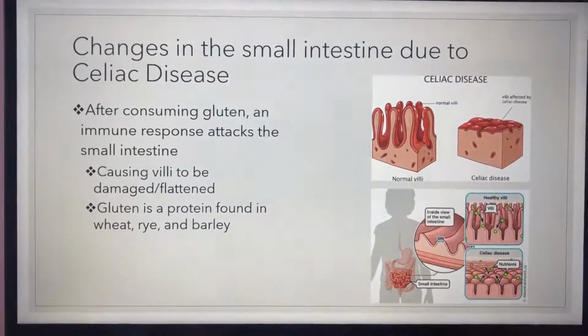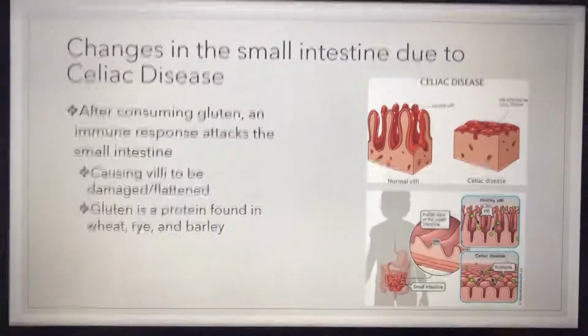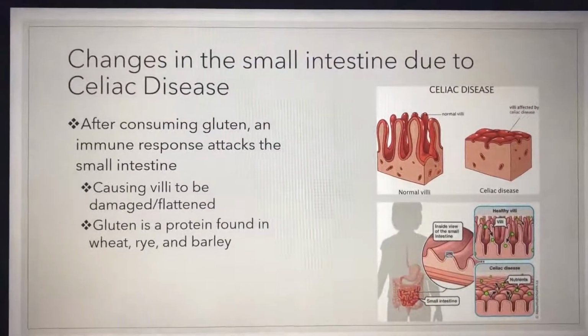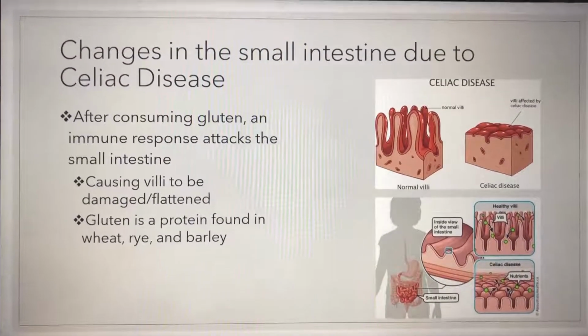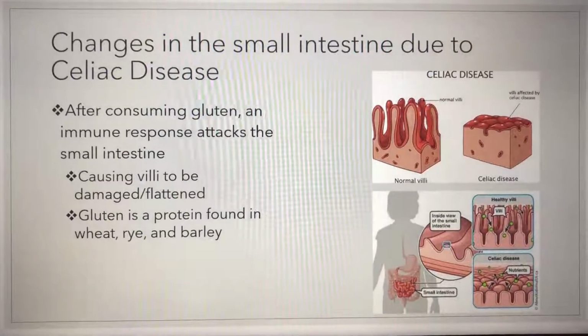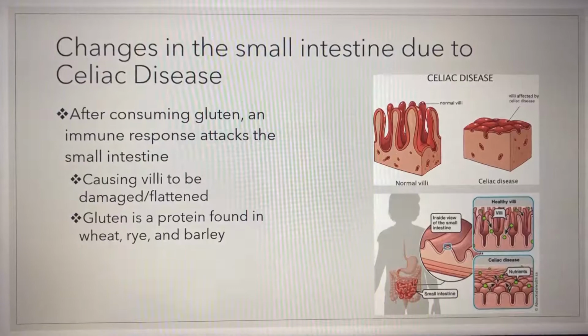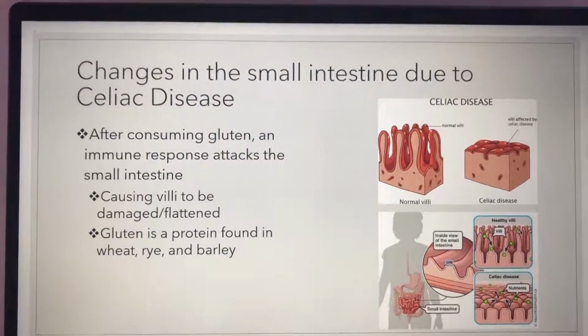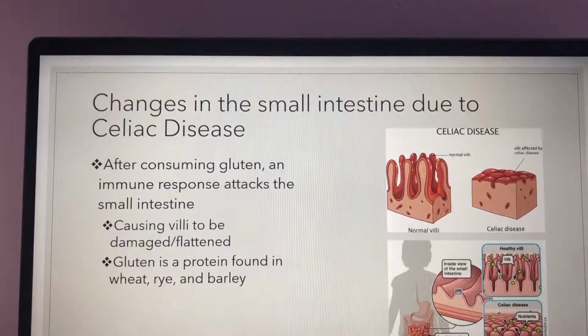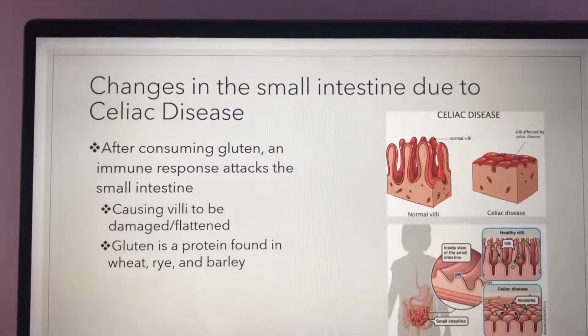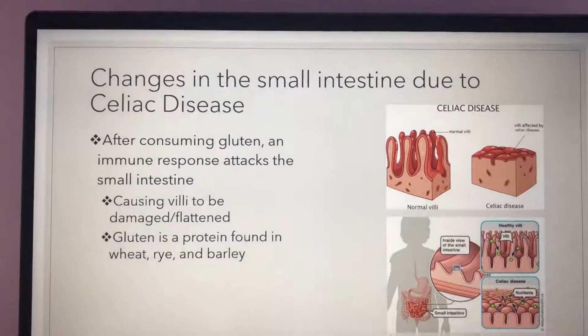Changes in the small intestine due to celiac disease. After consuming gluten, an immune response attacks the small intestine. This causes the villi to be damaged and flattened. Gluten is a protein found in wheat, rye, and barley. A patient with celiac disease has a complete loss of villi with flat mucosal surface.